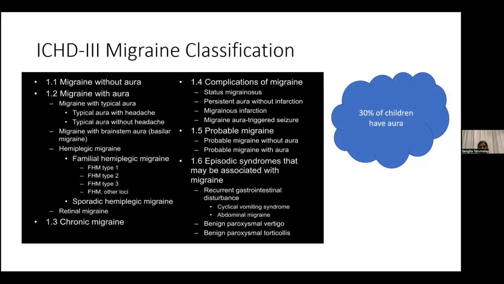So another interesting thing I see, you see 1.6, the episodic syndromes that may be associated with migraines. I see a lot of children, when I take the history, they actually present with recurrent abdominal pain, cyclical vomiting in early years, and then later get headaches. We think these two might be related also. And sometimes even when they have the headache, they have the abdominal pain. So I see a lot of children having this combination of symptoms.